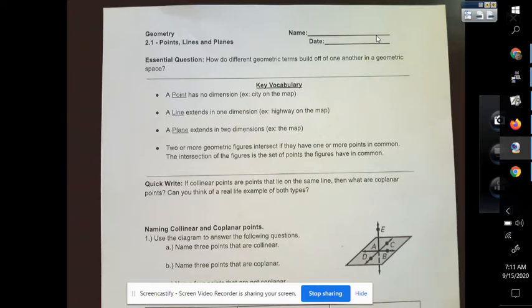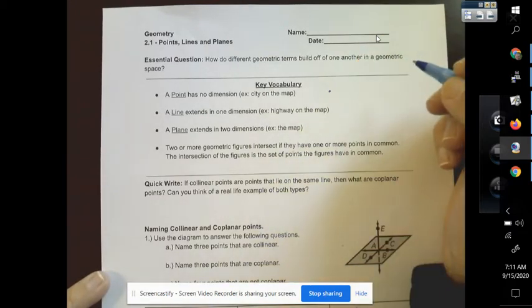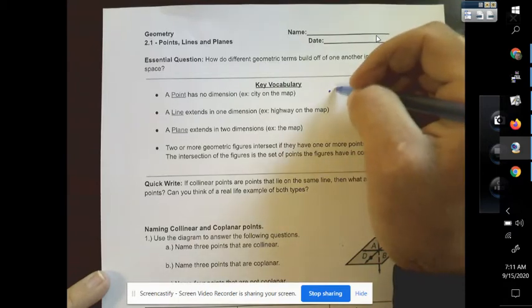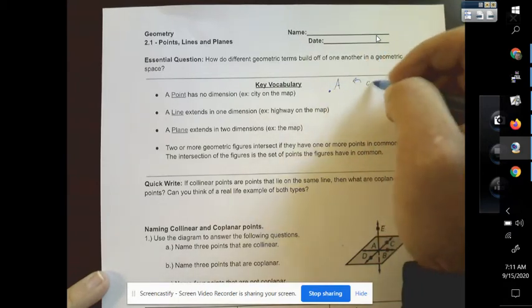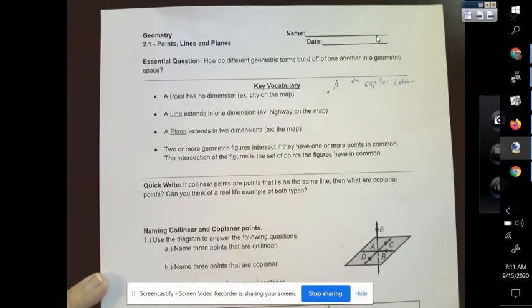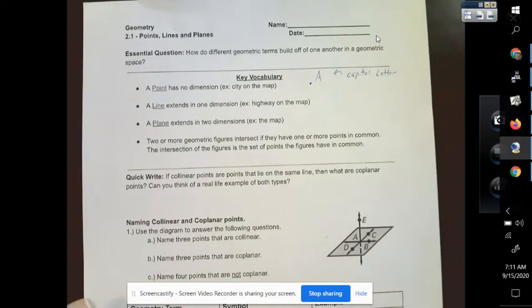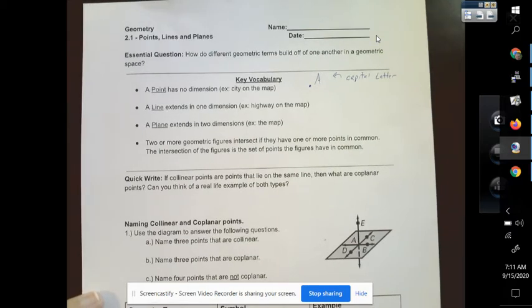okay? So to start off with a point, we have points, lines, planes. A point has no dimension. A point is exactly what it sounds like. It's a dot, right? We use a capital letter to show that, which is important. Here's the annoying thing about today: all these different terms have their own particular letters they use to mark them. So capital letter, capital A, capital B, and so on and so forth.